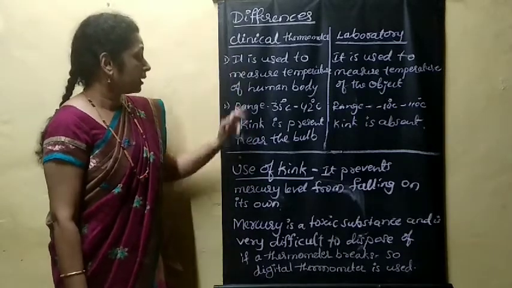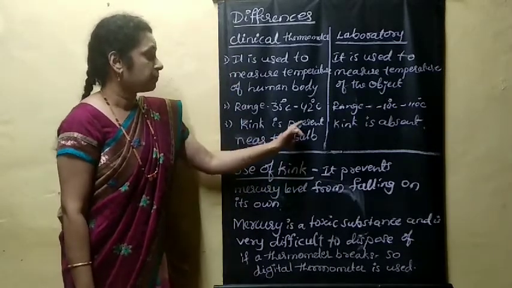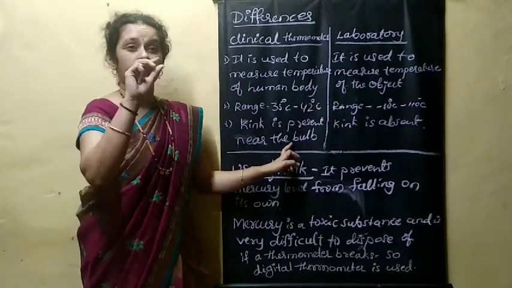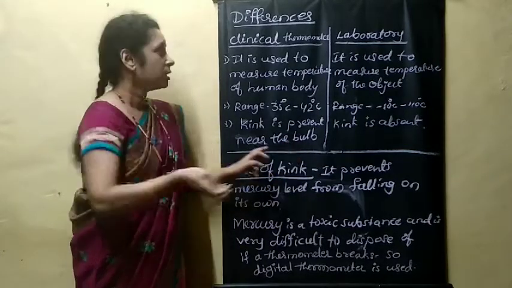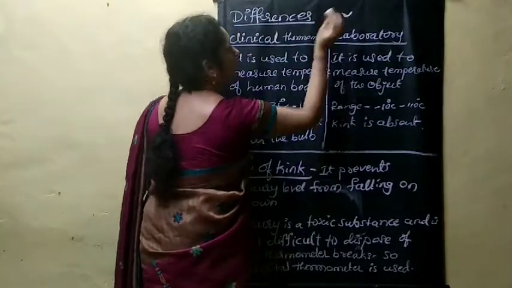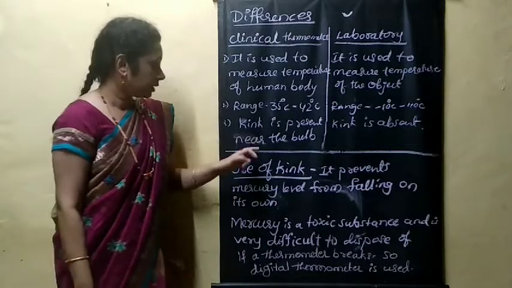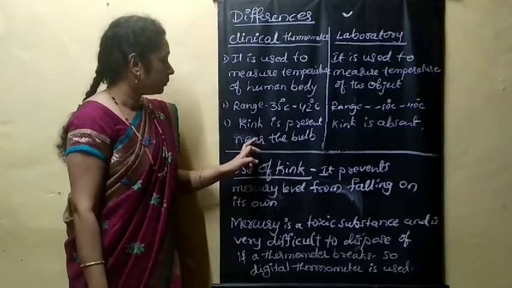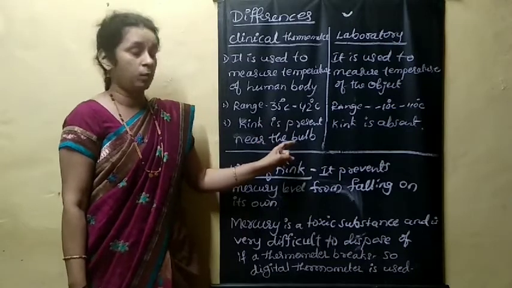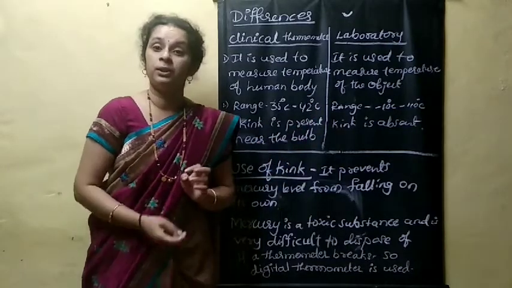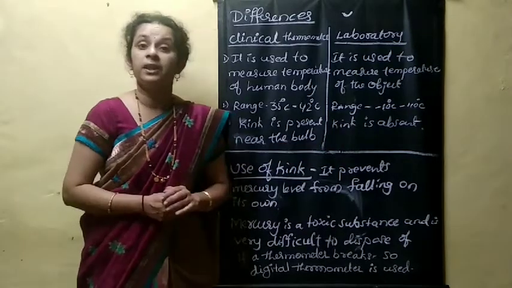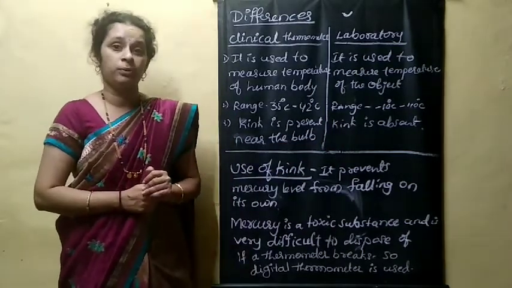And in the clinical thermometer, a kink is present near the bulb. Kink means a somewhat gap, a shape that dips down like this. That is called a kink. That kink is present near the bulb of mercury in the clinical thermometer. In the laboratory thermometer, you will not come across a kink. The kink is absent in the laboratory thermometer.